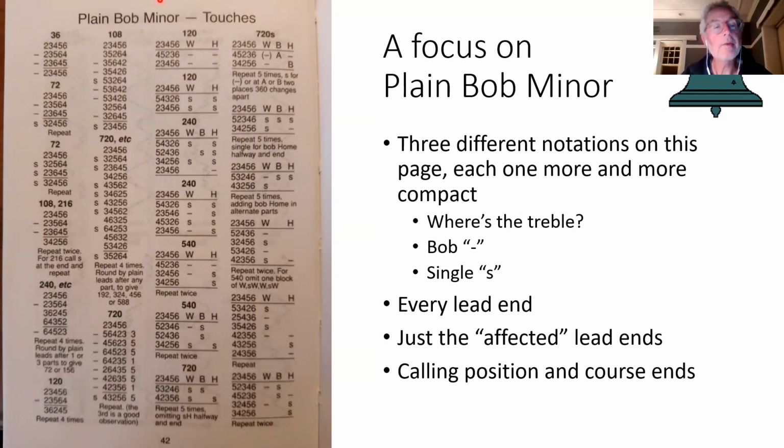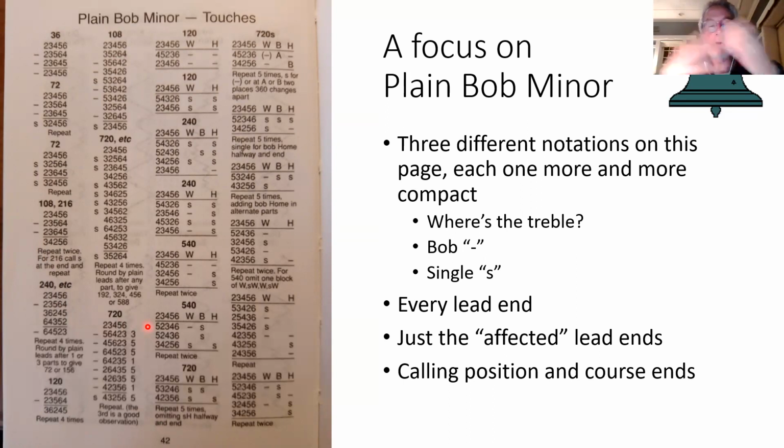Okay. And similarly, these ones in the top of the second column here, 108 and 720. So it's showing you every lead, the plain leads and the bobbed leads and the single leads. That one starts in rounds, finishes in rounds. This 720 starts in rounds, and the part end is 3, 5, 2, 6, 4. Again, it's cyclical, but there's nobody back in their home position, so everybody's affected. So you have to repeat 4 times. So that's one notation. Now this one down here is using a more compressed notation, and it's only showing you the affected lead.